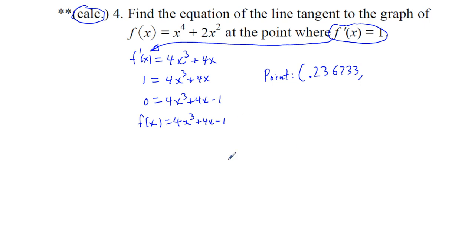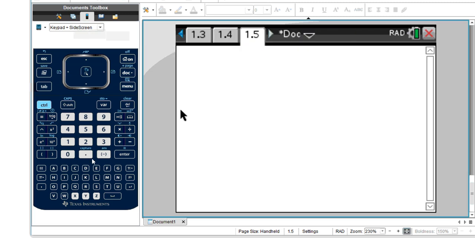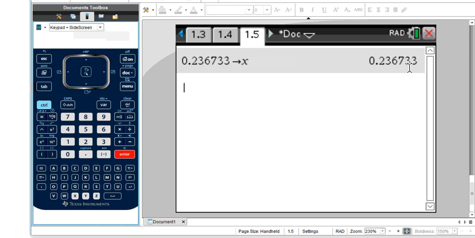Okay, so let's go ahead and get the y value. For the y value, we're going to plug that value into the original function. Control I, and we're going to say 0.236733, and then I'm going to press Control var, and then solve, put in x. So we've stored this value for x. Now I'm going to type in the original function, which is 4x to the 4th power, no, x to the 4th power plus 2x squared. And we do that, we get this value, 0.115226.